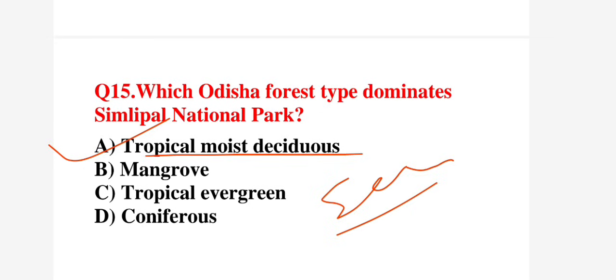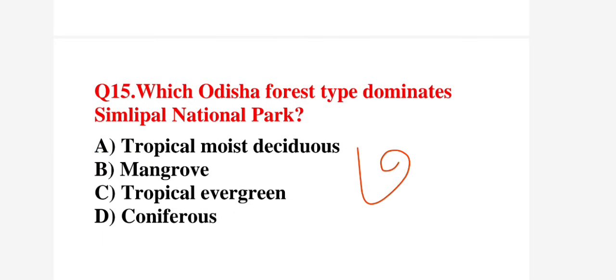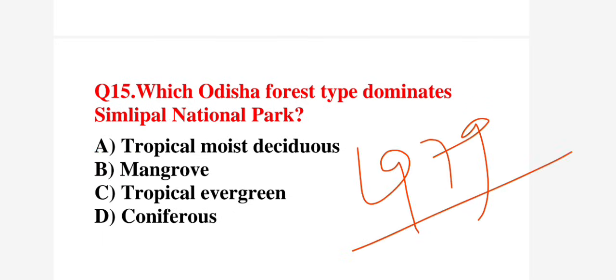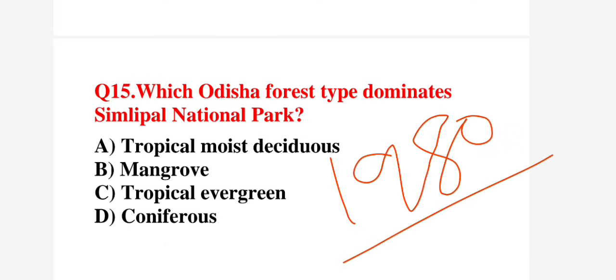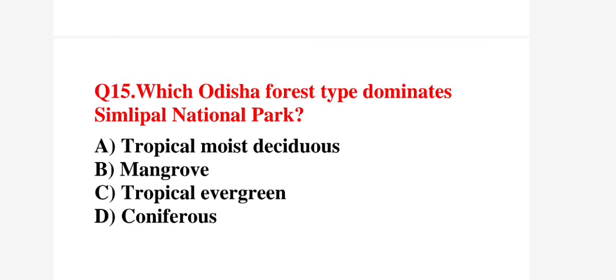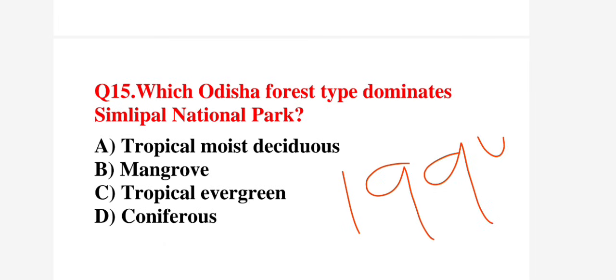It is designated as a tiger reserve. Regarding Similipal Biosphere Reserve, in the year 1979 Similipal was declared a wildlife sanctuary. Can you tell me when Similipal was established as a national park? Yes, Similipal National Park was established in the year 1980. And when was it declared a biosphere reserve? Yes, in the year 1994, the Government of India declared it a biosphere reserve.